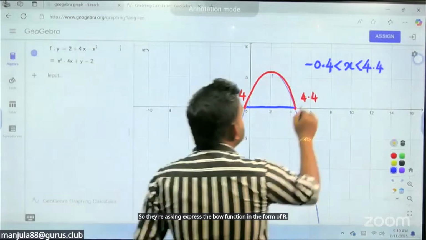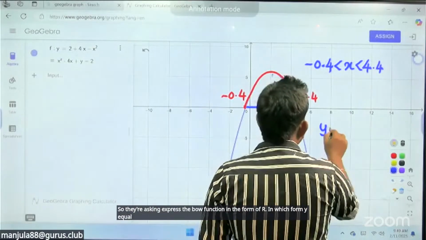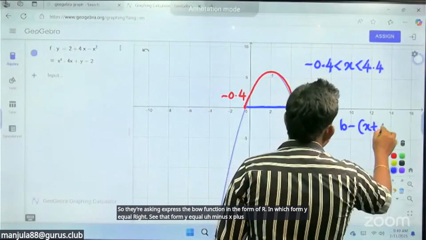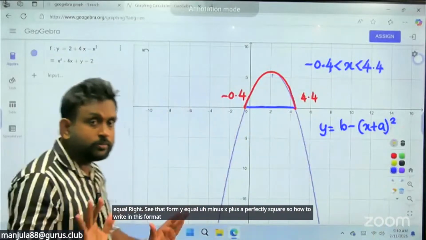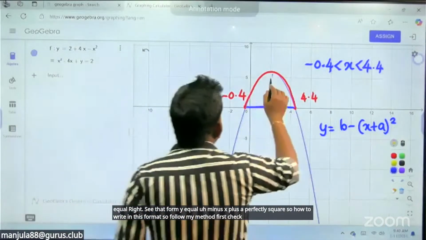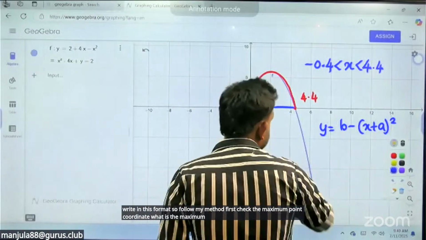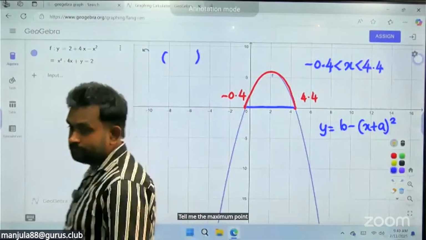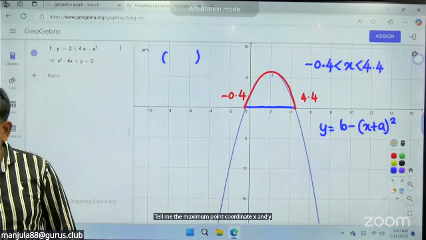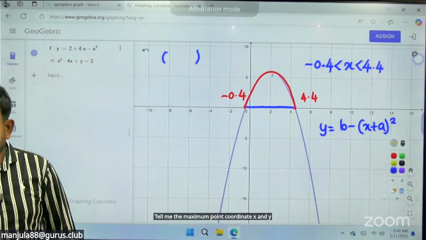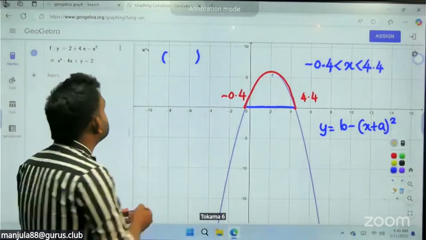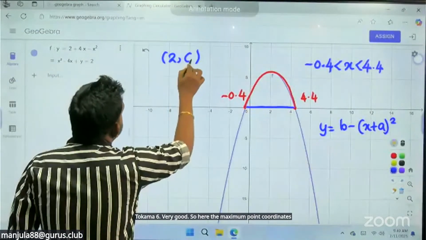in which form y equals b minus x plus a perfect square. So how to write in this format? Follow my method. First check the maximum point coordinate. What is the maximum point coordinate, x and y? 2, and what is the coordinate? 2,6, very good. So here the maximum point coordinates you write 2,6.